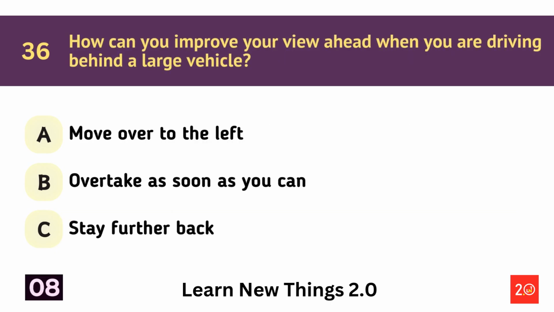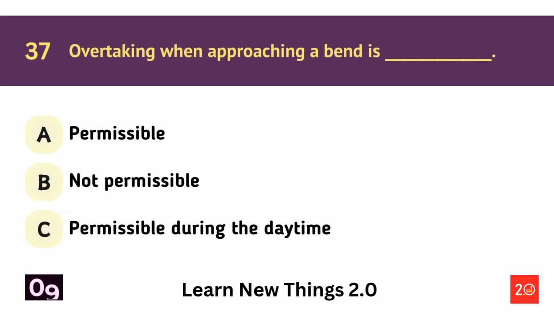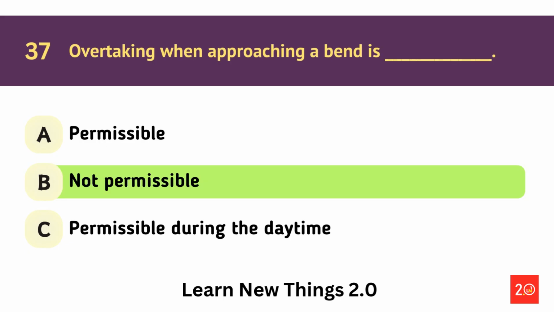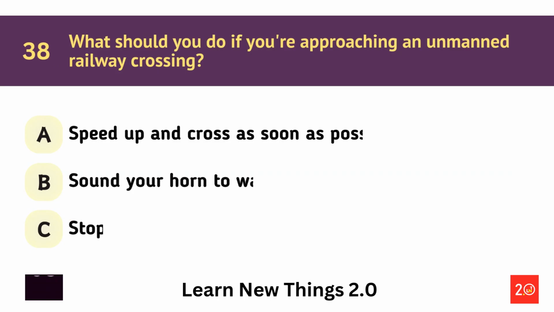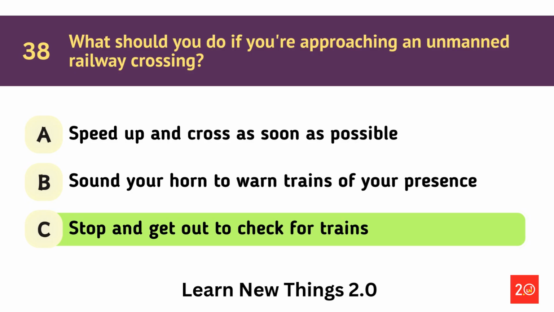How can you improve your view ahead when you are driving behind a large vehicle? Stay further back. Overtaking when approaching a bend is not permissible. What should you do if you are approaching an unmanned railway crossing? Stop and get out to check for trains.